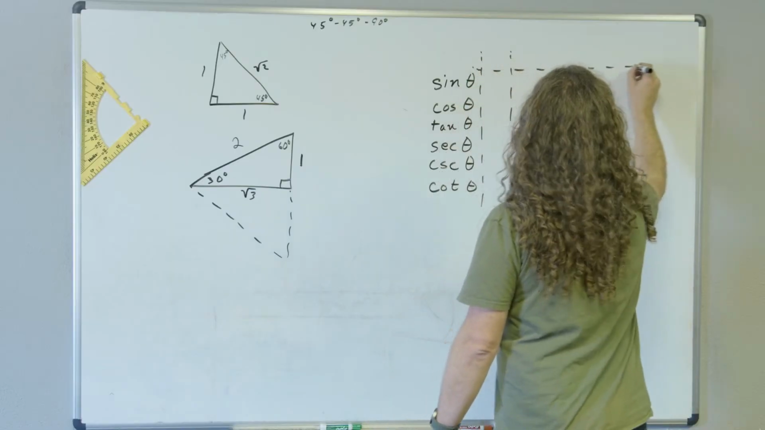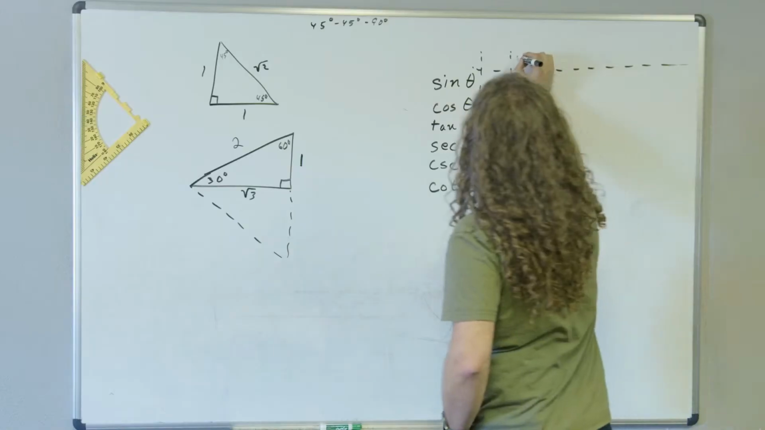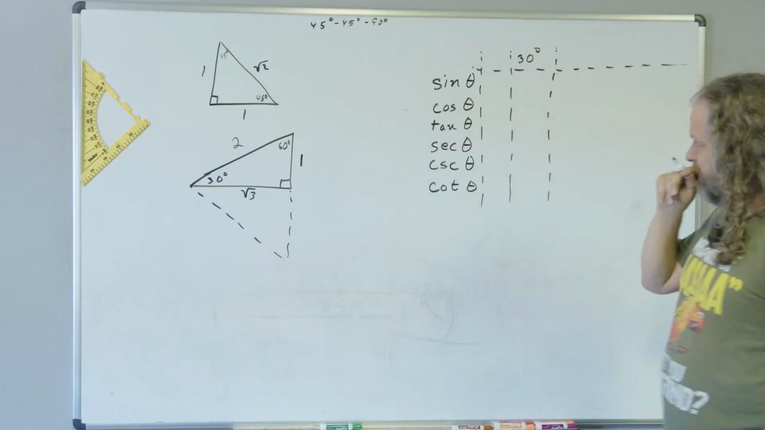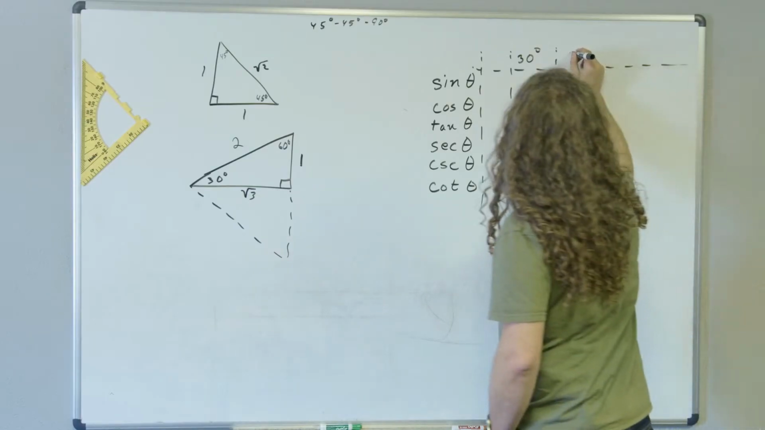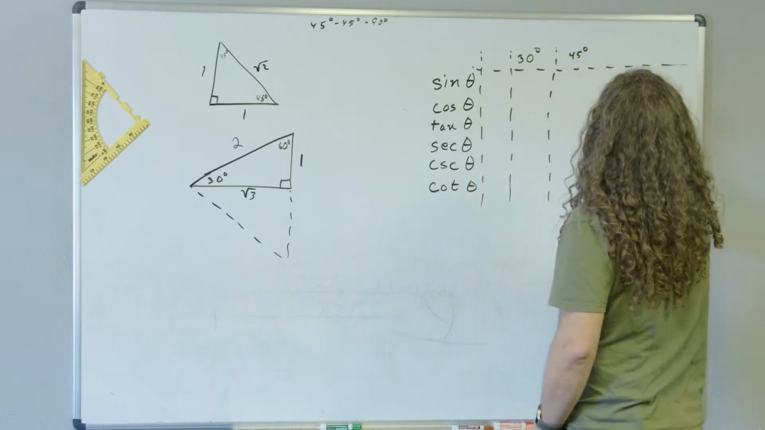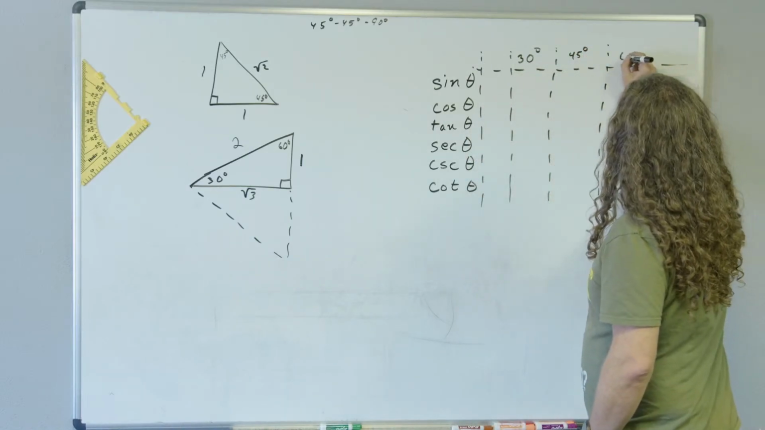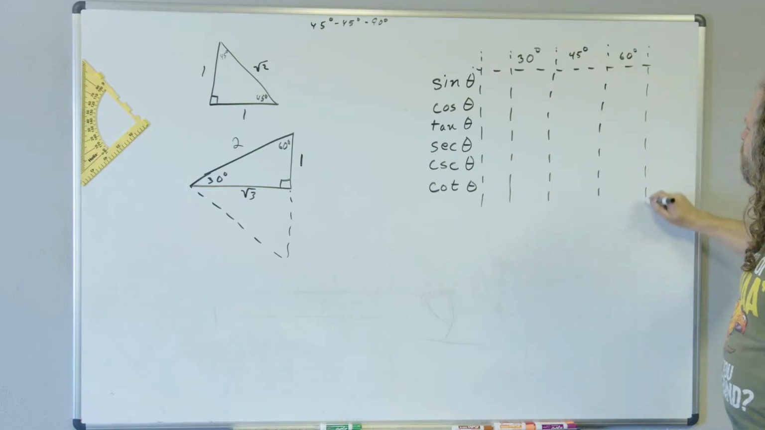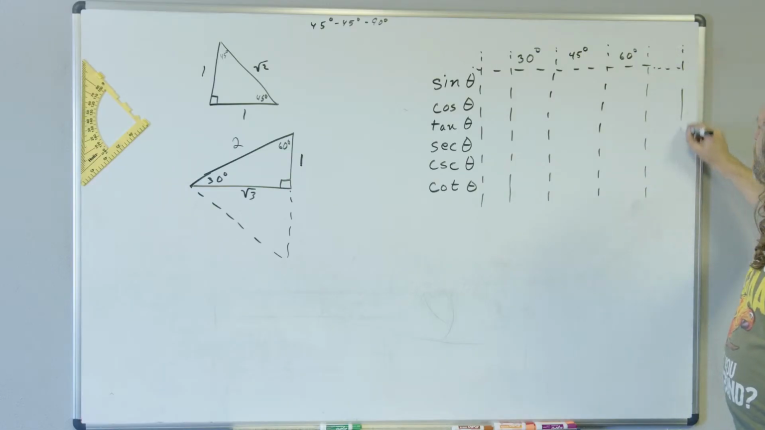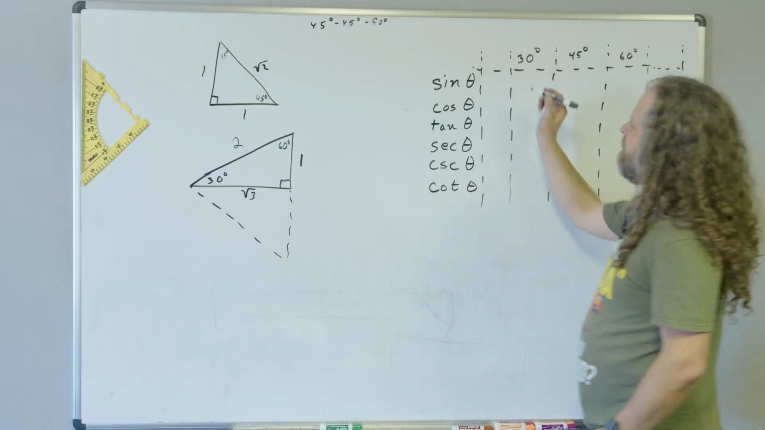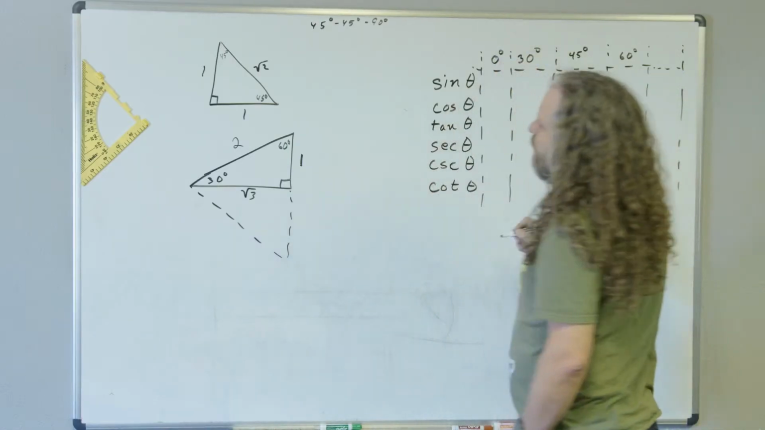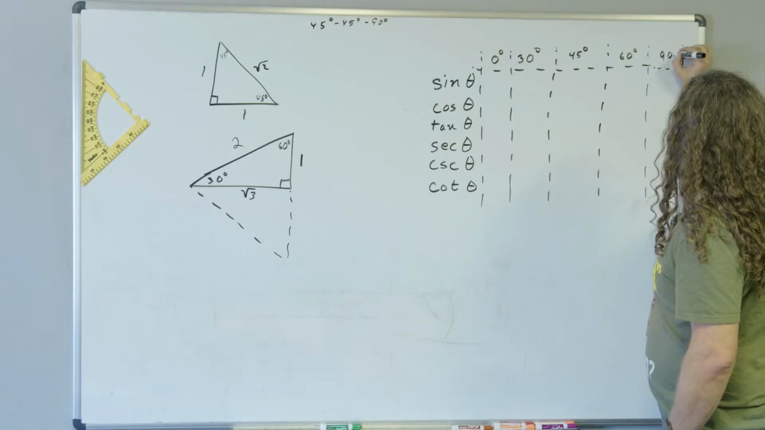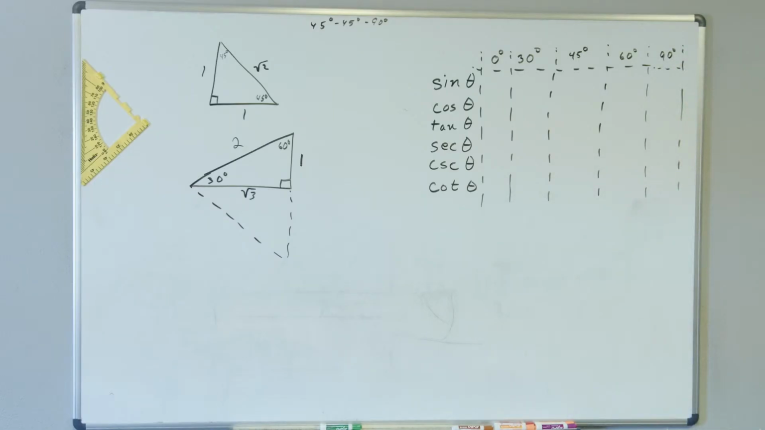But up here at the top, I'm going to skip a column, and I'm going to write 30 degrees. And then the next smallest special angle is 45 degrees. And then 60 degrees. And then I've got an extra column here, and I've got an extra column at the end as well. What I'm going to have this column be is 0 degrees. Which we'll cover 0 and 90 degrees in more depth in the next lesson when we talk about unit circle.